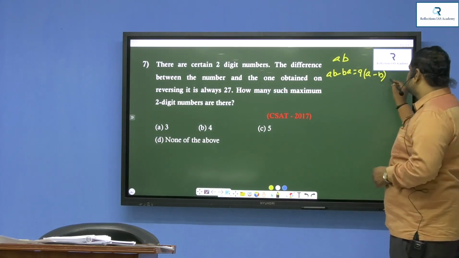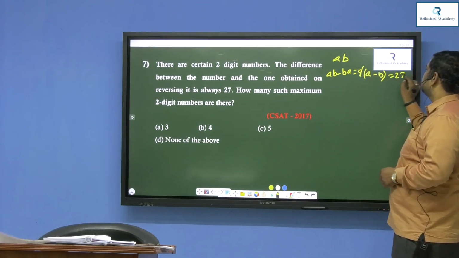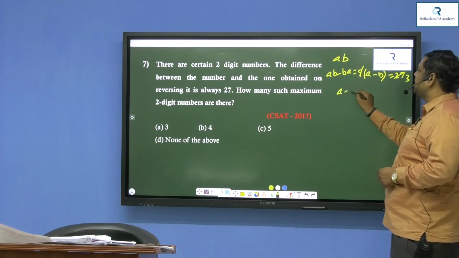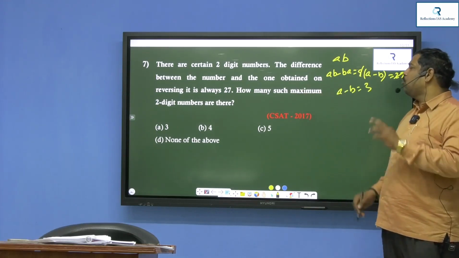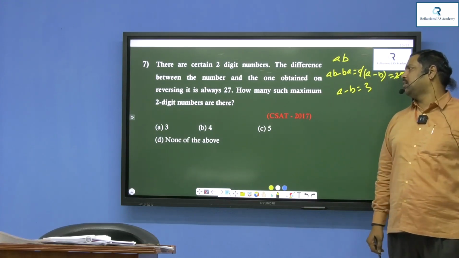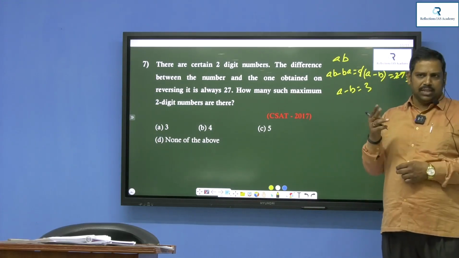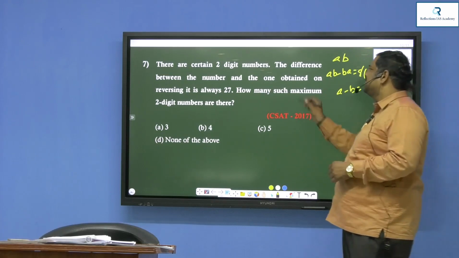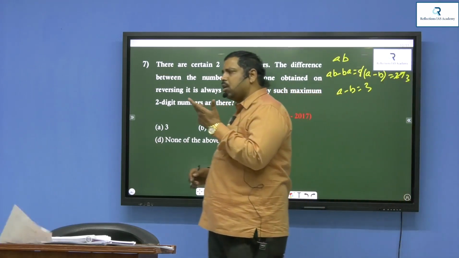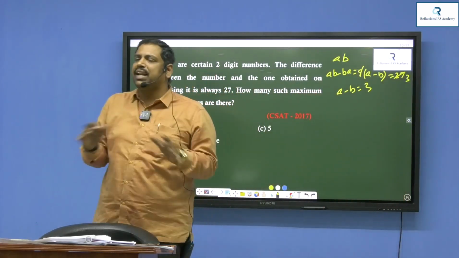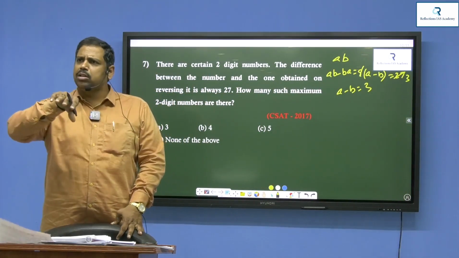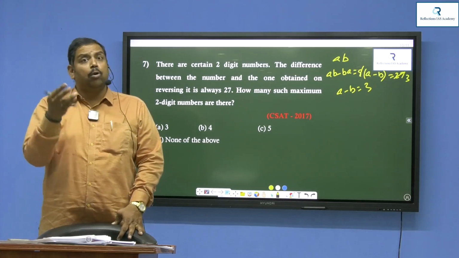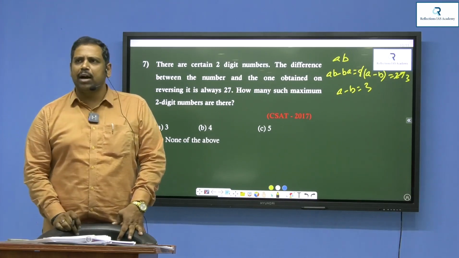Now he specified this is equal to how much? 27. 9 ones, 9 twos. Can I say that A minus B is equal to 3? Okay, he is asking how many such two-digit numbers there are at maximum. Here, observe a small point. Did he say that the original number is larger, or the reverse is larger, or not specify anything? Not specified anything. That means the original might be larger, or the reverse might be larger. Both I have to consider.